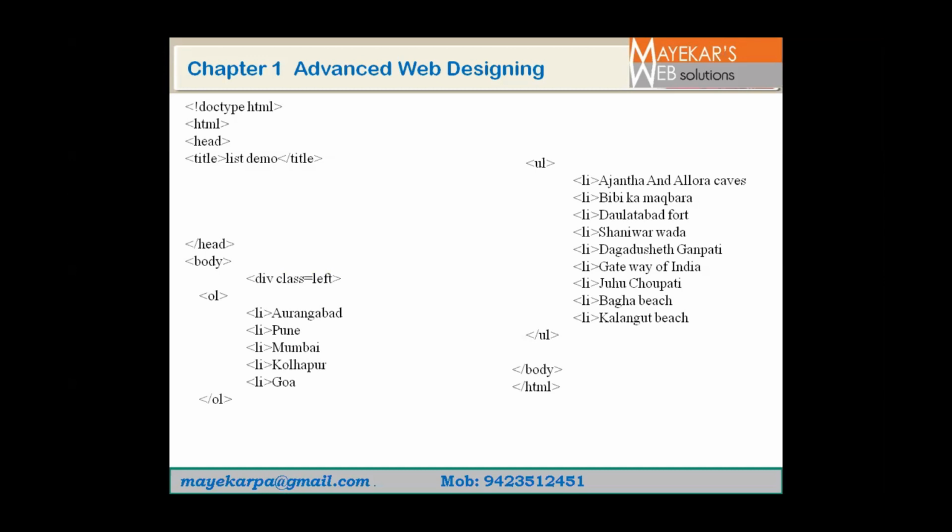Here we are going to create two sections, that is a div class equal to left. I close this at the end of the OL tag. So here I have created a section division, and using class left, I want to arrange this at the left side. And we have to define that class in a style.